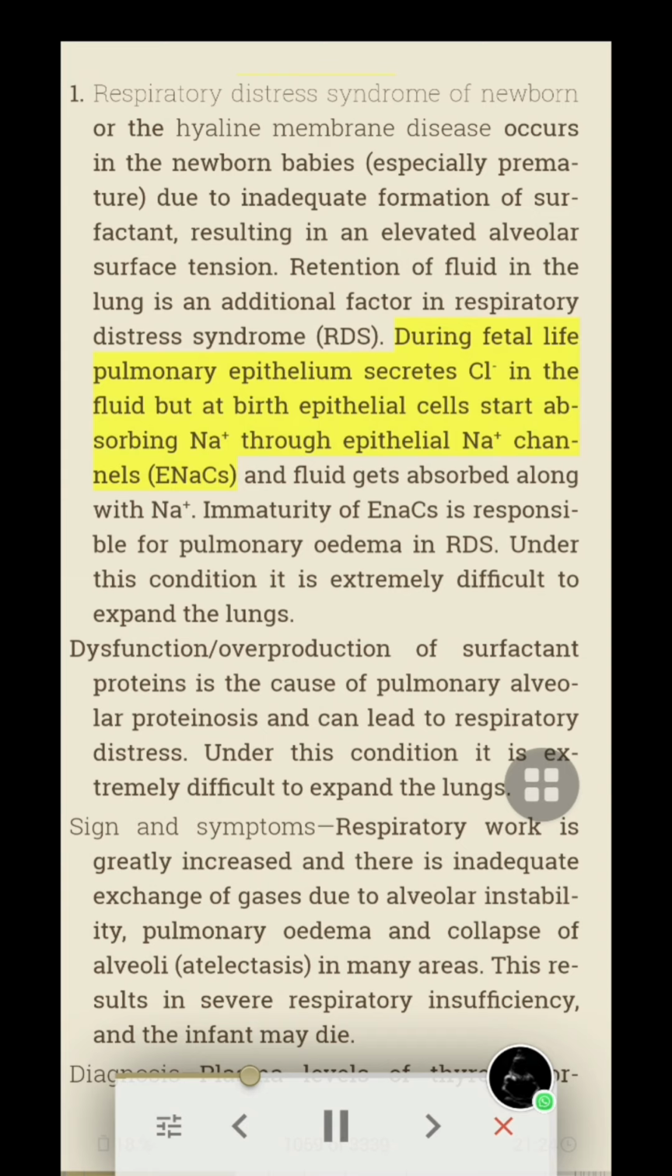During fetal life, pulmonary epithelium secretes Cl- in the fluid, but at birth epithelial cells start absorbing Na+ through epithelial Na+ channels, ENaCs, and fluid gets absorbed along with Na+. Immaturity of ENaCs is responsible for pulmonary edema in RDS. Under this condition, it is extremely difficult to expand the lungs.